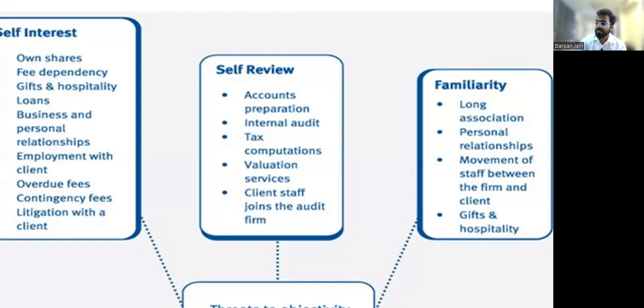And lastly, gifts and hospitality. If you accept gifts and hospitality from the client, it will also create a familiarity threat apart from self-interest threat. One particular thing can create two threats also. Like personal relationship is creating self-interest threat and familiarity threat. Similarly, gifts and hospitality is creating self-interest threat and familiarity threat both. Clear? Are these three types of threats clear? Can I go to the next two types?